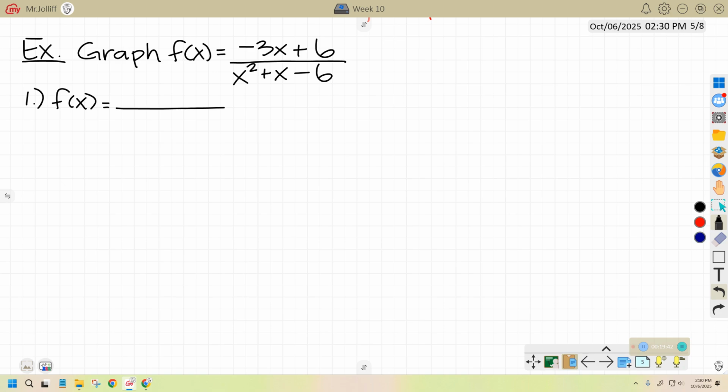Starting with the numerator. Do those two terms have anything in common? 3, very good. I know I like my leading terms to be positive. I'm going to factor a -3 out, because that'll make the leading term in that binomial that's left over positive. So -3x divided by -3 is x. 6 divided by -3 is -2. Then the same thing with the bottom.